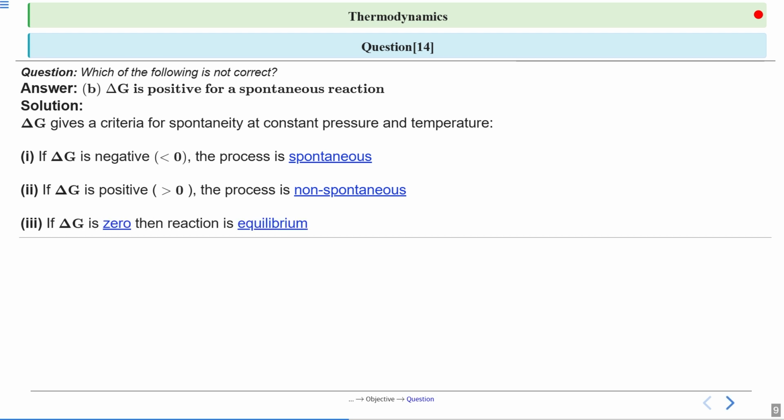The last thing which we know is that delta G is 0. And when it is 0, your reaction reaches equilibrium and there is no Gibbs free energy change after that situation. Therefore, the Gibbs free energy change is equal to 0 at equilibrium.